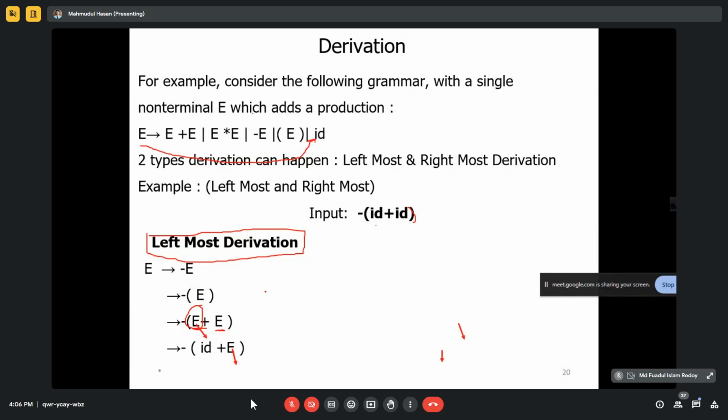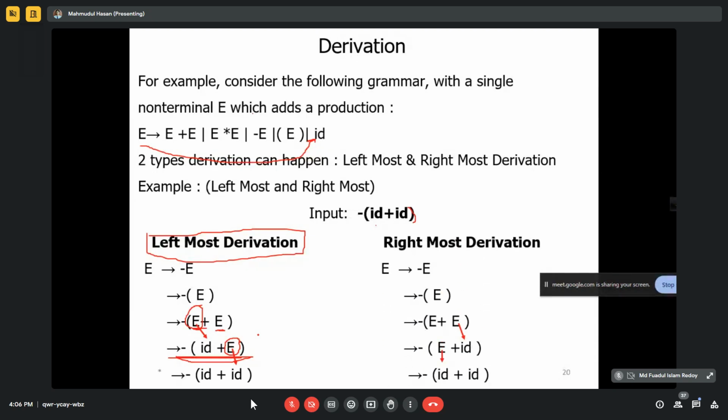Got it? Yes, sir. Okay. So now how many non-terminals? Only one, so no problem. Now you can replace this one. That is E to ID. Okay. This is the leftmost derivation.